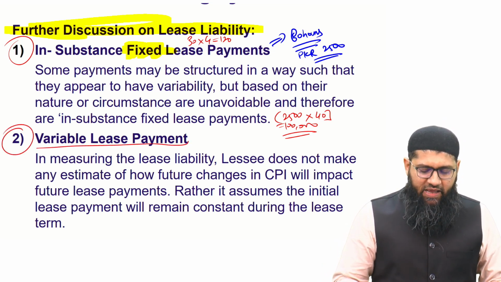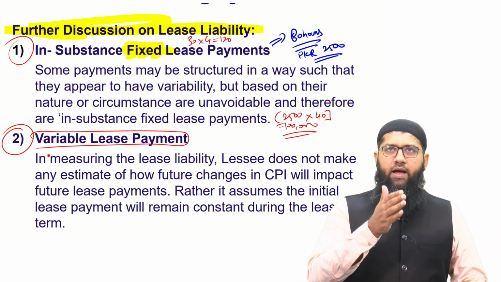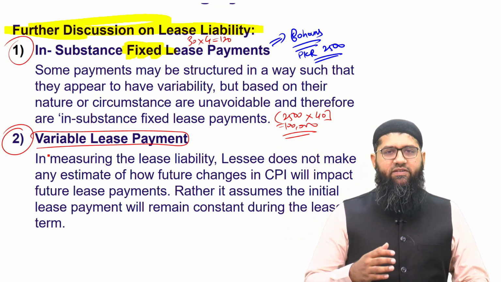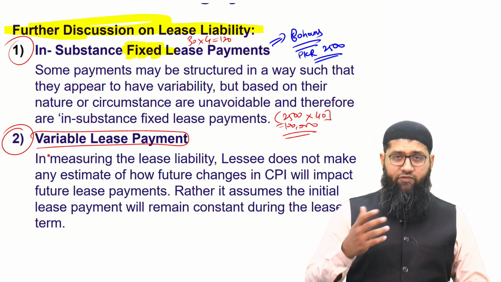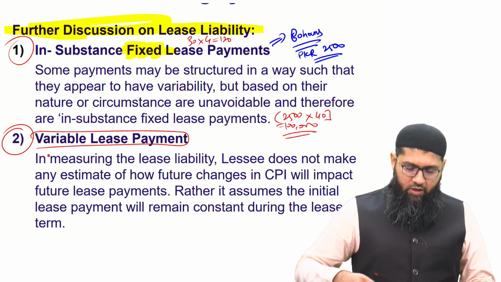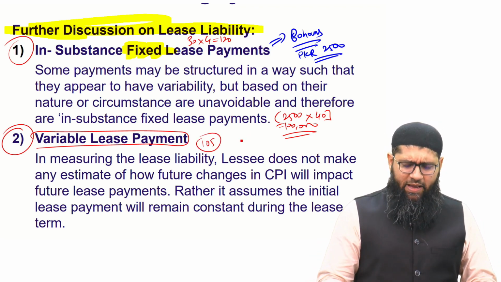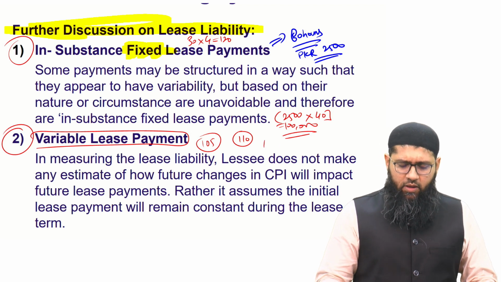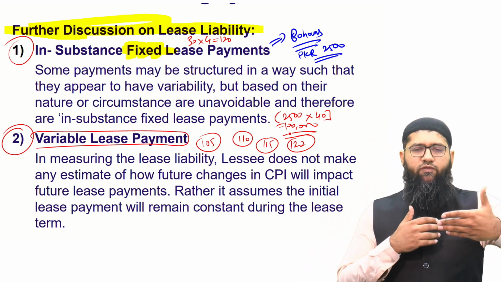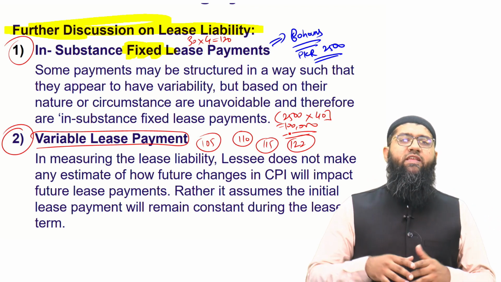Similarly, there is something which is a variable lease payment. I did explain to you that at times your lease agreement says that the lease rentals are going to change if there is a change in the inflation index. So IFRS 16 says that if the inflation index is 105 today at the start of the lease, and you expect that it will become 110 at the end of year 1, 115 at the end of year 2, 122 at the end of year 3, and so on, you could forecast that the inflation index is going to change at the end of years 1, 2, 3, 4. IFRS 16 says you have to ignore it.